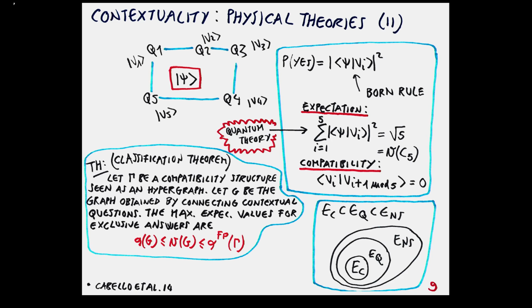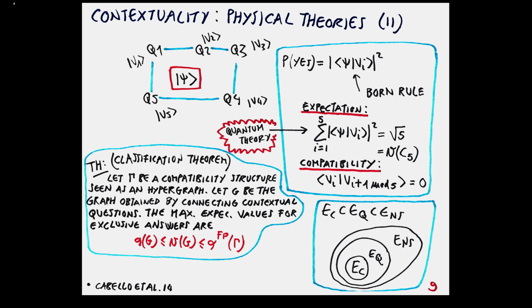So this can be generalized, in fact, for any compatibility structure, and it turns out that if you want to compute, let's say, the amount of contextuality of a compatibility structure in quantum mechanics, then you get the Lovász theta function. Exactly. So this is not a bound, but is indeed the exact value of the contextuality. And now, of course, as a remark here, the compatibility is given by this fact. Now we have then some type of classification theorem.